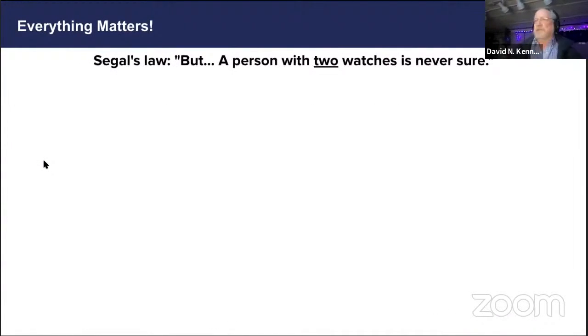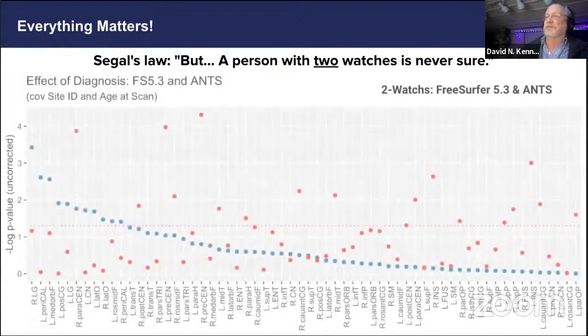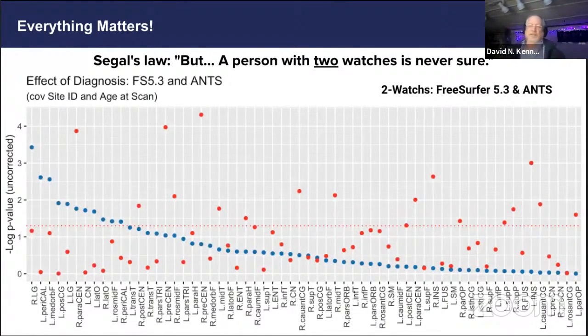The second part of Siegel's law, though, is that a person with two watches is never sure, because in general, two watches are never exactly the same. If you have two watches, you don't know which one is right, or if either is right. So having two watches, you don't really know exactly what time it is. And again, the analog in this case is the effect that we saw before, FreeSurfer and ANTS. ANTS is our second watch. The time we're measuring is the effect of the diagnosis of autism, and we see that our second watch gives us a rather different view of time, of where the differences in brain volumes are in the subjects with autism versus typical controls.